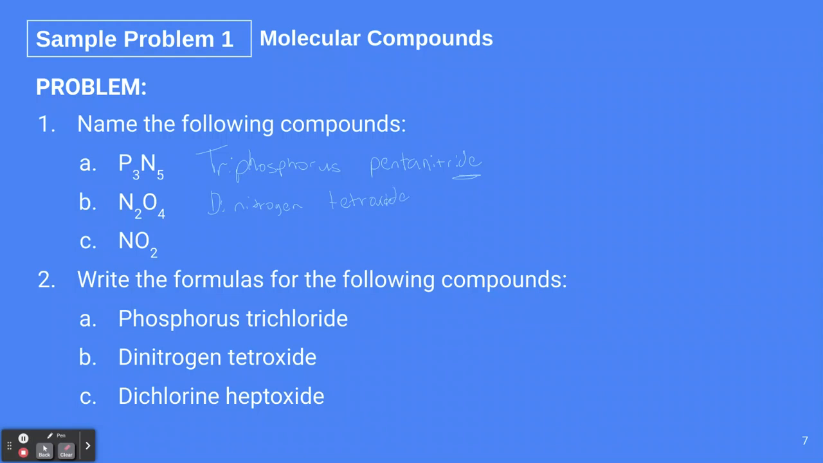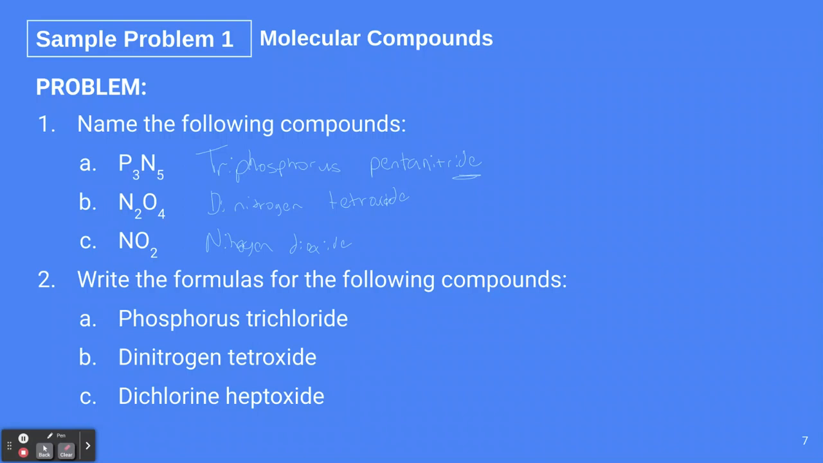Now, when we do this, if there's an A and an O, we typically drop that A and just leave the O. So instead of saying tetraoxide, we usually drop that A. Now, this next one, we just have 1 nitrogen. So we're just going to write nitrogen. Remember, you don't need mono nitrogen for the first element. You would if it was the second element, but the first element we don't need mono. And then we need dinitrogen oxide.